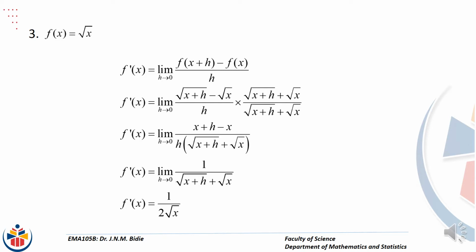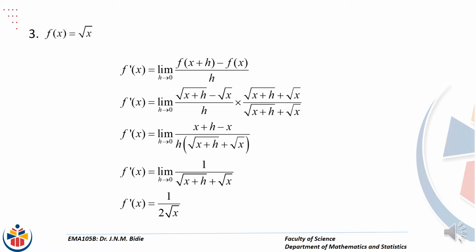Number 3, we've got f of x equal to the square root of x. Now we are meeting a different kind of expression. So first things first, in place of f of x plus h, you've got the square root of x plus h. So the numerator becomes the square root of x plus h minus the square root of x.